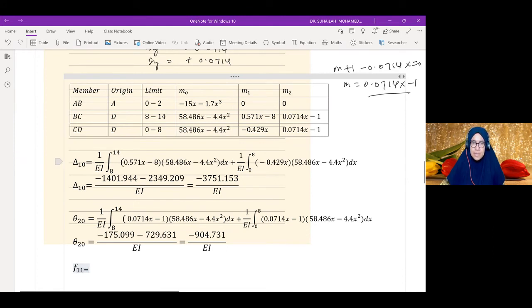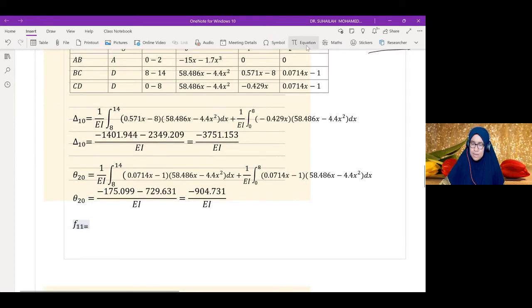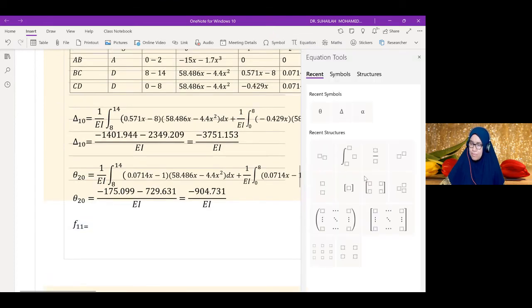We have 6 displacement, delta 1 node, delta 1 node, and then theta 2 node, and we have another 4 displacement which come from redundant system. Okay, we continue to calculate F11. So for F11, again, we integrate. So it is in terms of EI.